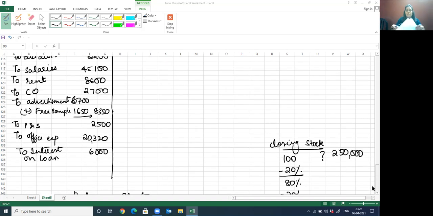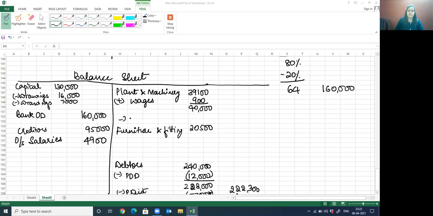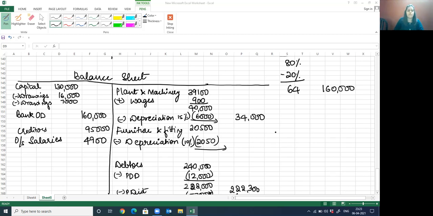Depreciation 15% on plant and 10% on furniture. Okay. So depreciation, minus depreciation. So you get at 15%, so you should get 6,000. So that will be 34,000 and minus depreciation. So at 10%, so that will be 20. So that will be around 18,450. Okay, so with this we are done with the sum.